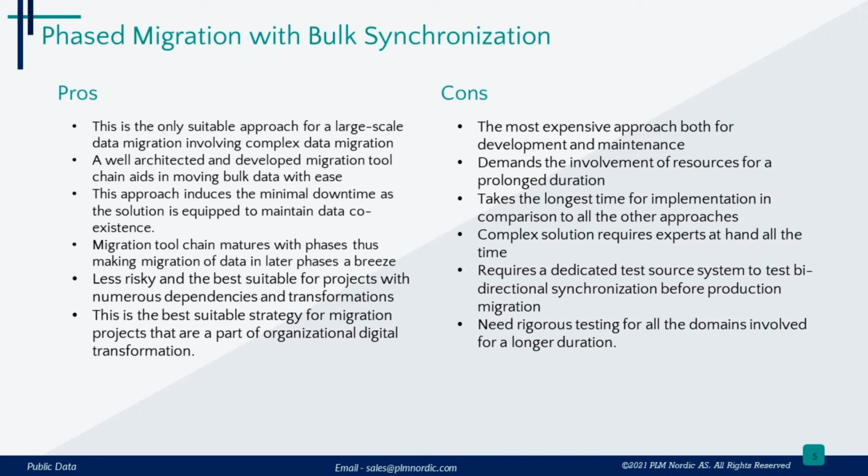In conclusion, the phased migration with bulk synchronization strategy presents a comprehensive solution that is ideal for large-scale and complex data migrations. It offers advantages such as minimal downtime, low risk, and adaptability to dependencies. However, it is also the most expensive approach, demanding prolonged resource involvement and having a lengthier implementation timeline, necessitating careful consideration based on project priorities and organizational resources. Through a thorough evaluation of these pros and cons, you can make a well-informed decision on whether the phased migration with bulk synchronization approach aligns with the requirements of your PLM data migration project.